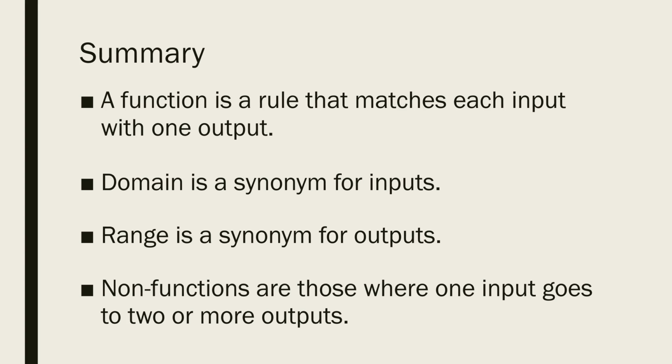And here's your summary. First of all, a function is a rule that matches each input with one output. Remember, that's the definition. A domain is a synonym for the inputs, the x's. Range is a synonym for the outputs, the y's. And don't forget that non-functions are those where one input goes to 2 or more outputs. It would be like if we pressed the A button and that told Mario both to run and jump. We don't want one input going to two outputs.